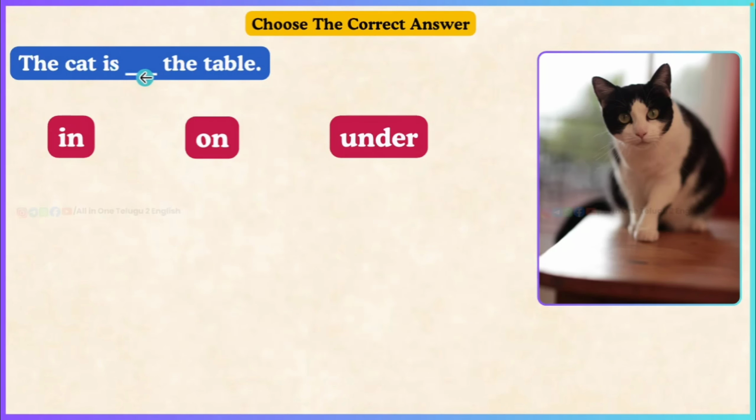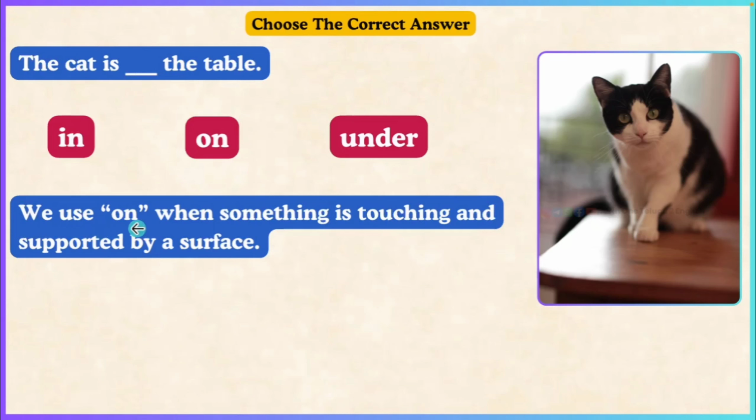The cat is in the table. The cat is on the table. The cat is under the table. Look at the picture. The cat is on the table. We use on when something is touching and supported by a surface. The cat is on the table.